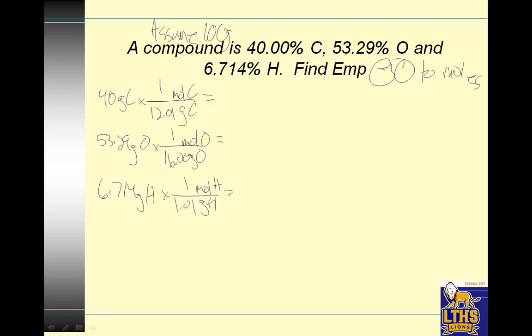So 40 divided by 12.01 is 3.33. That makes me think of a third already, 0.6. And 53.29 divided by 16 is, oh my gosh, by golly, 3.3306. And then 6.714 divided by 1.01 gives me 6.6475. Now, as much as I said it makes me think of a third, I'm still going to do what? Always divide by the smallest.